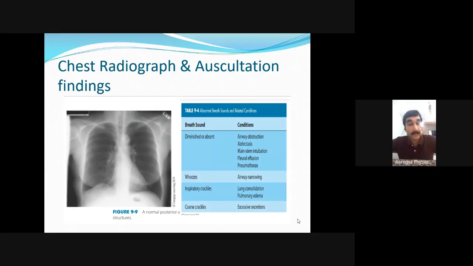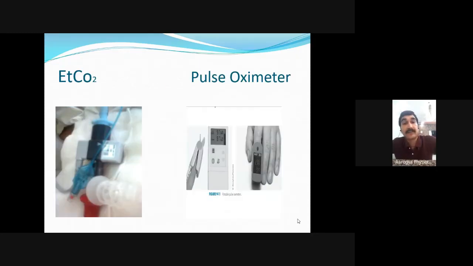Next, on the left, you see a measurement device of end-tidal carbon dioxide, that is the capnograph, and on the right is the pulse oximeter, commonly used for saturation of oxygen.